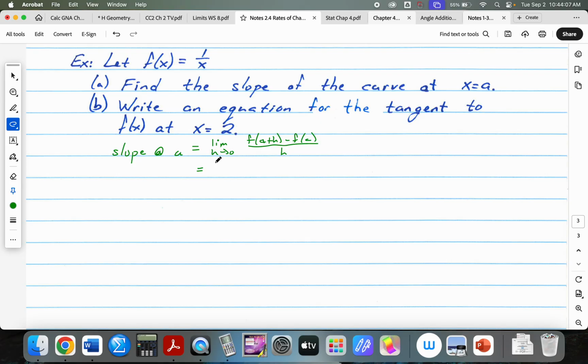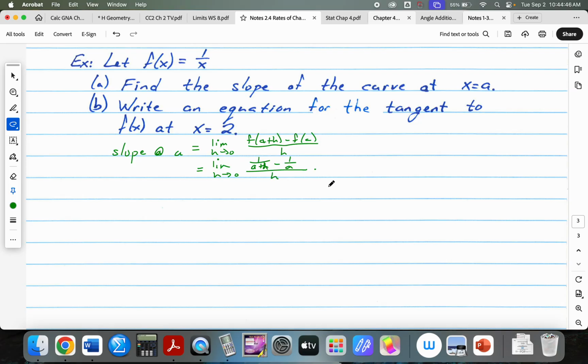So in this specific case, that'll be the limit as h goes to 0 of 1 over a plus h minus 1 over a, all over h. And we've done some limits like this. Do you guys remember what we need to do to simplify this, because if we try and substitute in h as 0, we get 0 over 0, which isn't very helpful.